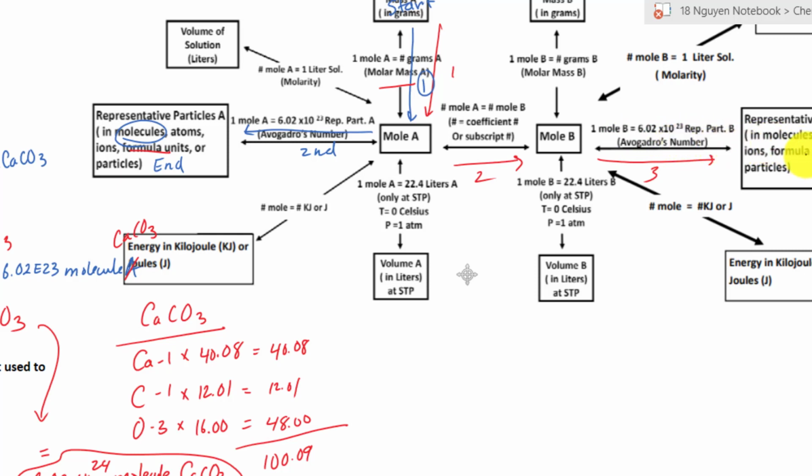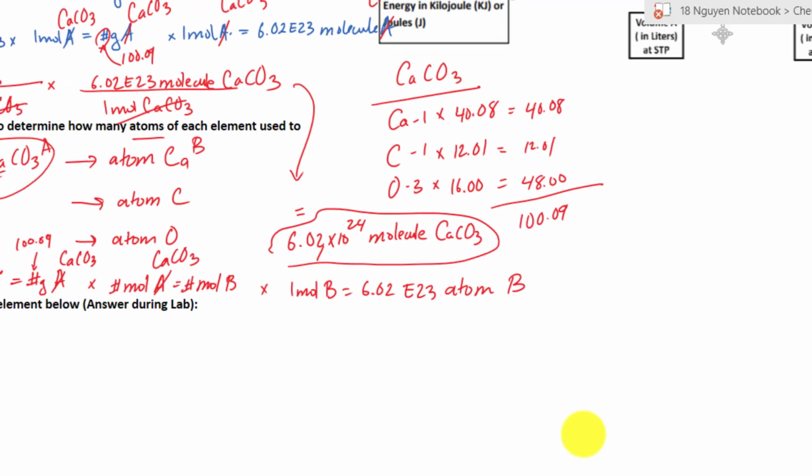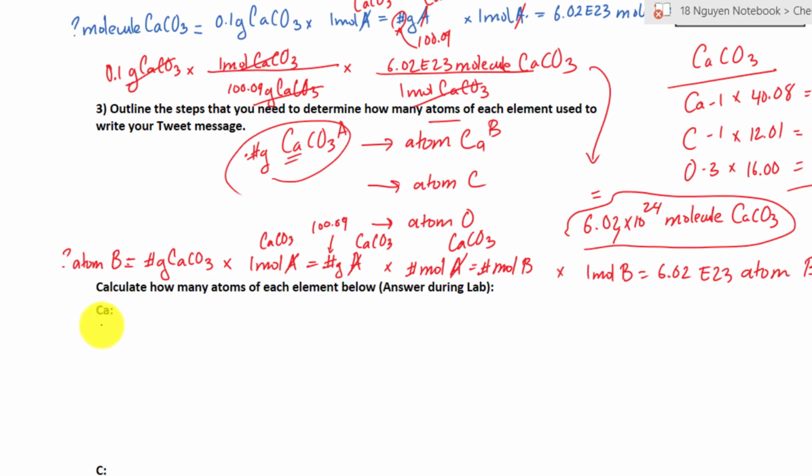In this case, atoms of B. So we have 1 mole of B equal to 6.02 times 10^23, which is represented by E, atoms of B. And that would be the outline of how you would solve for a specific atom. Let's do one example for calcium, and then you can do the rest by yourself.